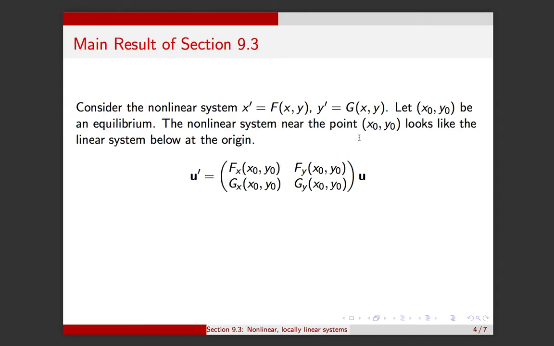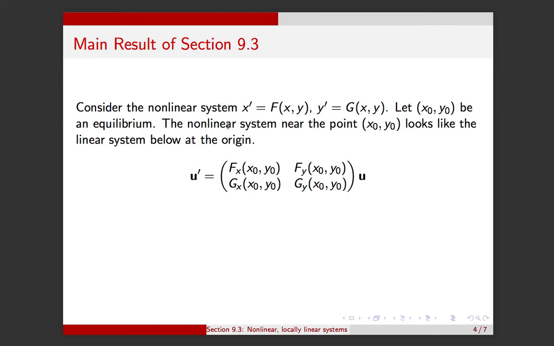So here's the main result of 9.3. Here's the punchline. Suppose you have a nonlinear system like this. X prime equals some stuff with x and y's in it. I'm going to call that stuff F. Y prime equals some stuff with x and y in it. I'm going to call that G. Suppose you have an equilibrium, x naught, y naught.